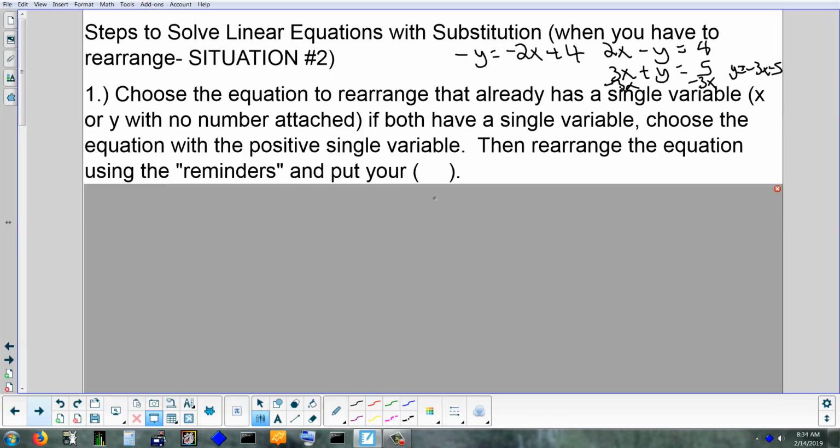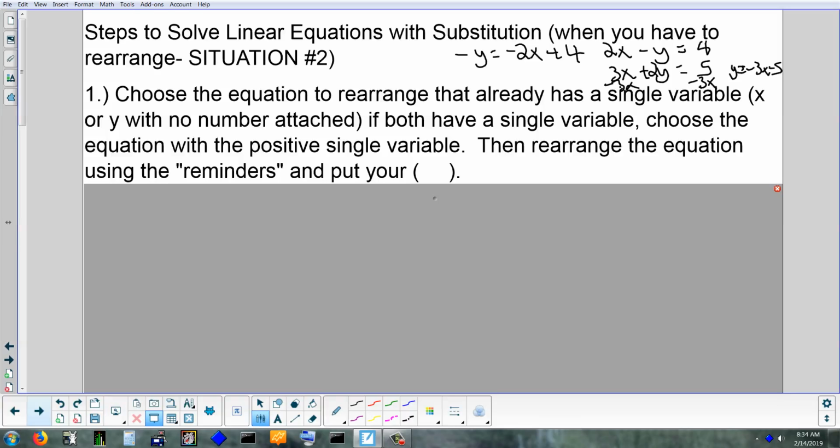Now, if this was 2y, then yes, I would rearrange the top one because you're still going to have to divide, but you don't have to divide by a negative 1. So it's going to actually just switch your sides. All right? So choose the equation.